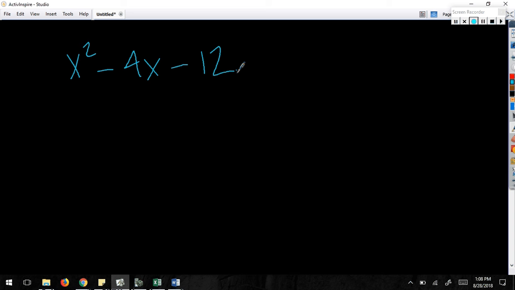All right, so looking here, does it have a GCF other than 1? No. Multiply the first and the last together. I need two things. Now think about this. If I'm multiplying to a negative number, and I want two factors, one's got to be negative and one's got to be positive.